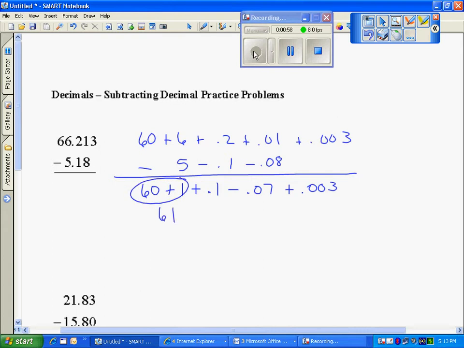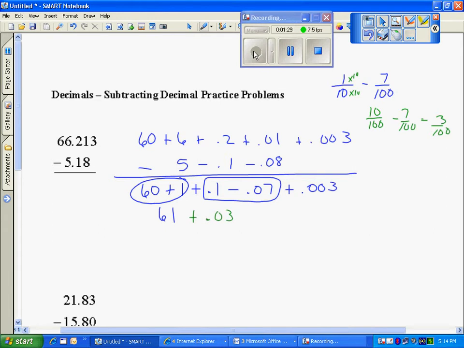If I have 1/10 and I'm taking away 7/100ths, I need a common denominator, so I would multiply by 10, and I would get 10/100ths minus 7/100ths, which would be 3/100ths, which would look like 0.03. It's in the hundredths position.